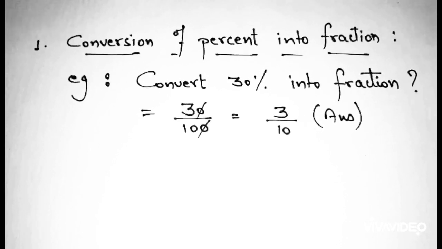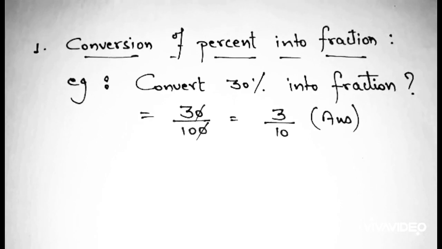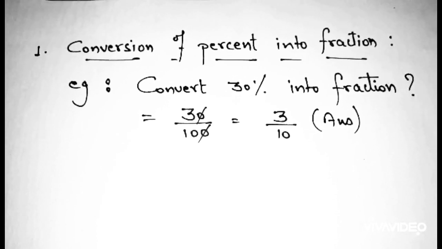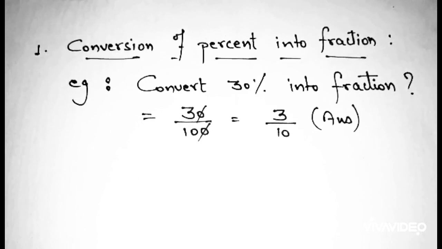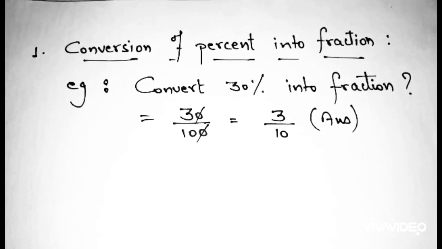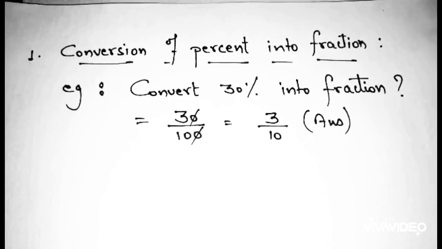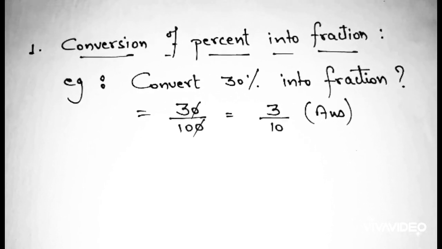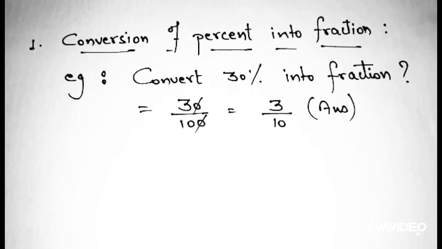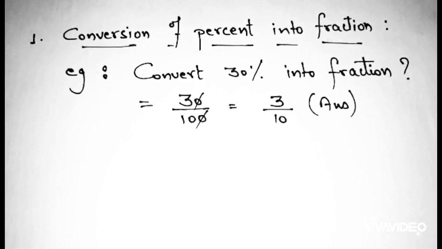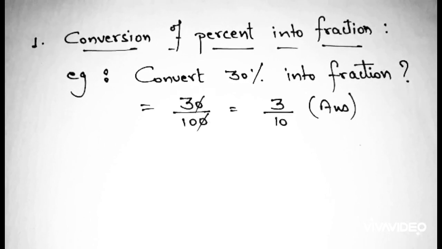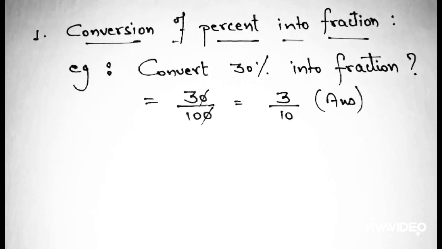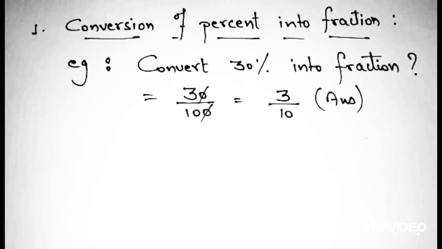Now we need to understand one thing, that when we are going to convert percent into fraction, ratio or decimal, we have to divide the given percent by 100. In short, when we remove the sign of percent, we have to divide the given percent by 100. So let's see the example.